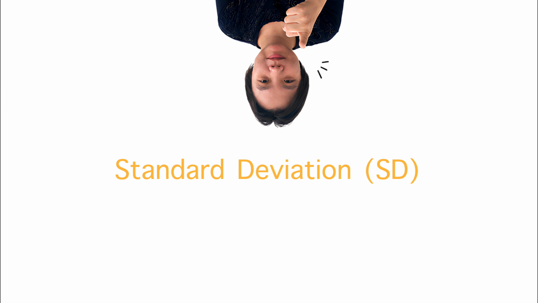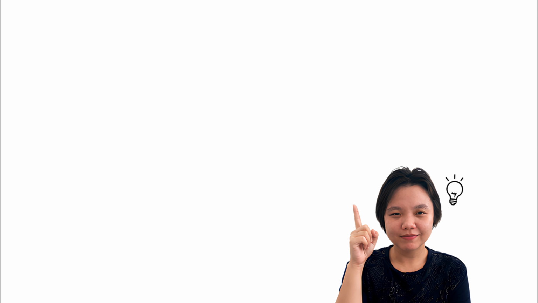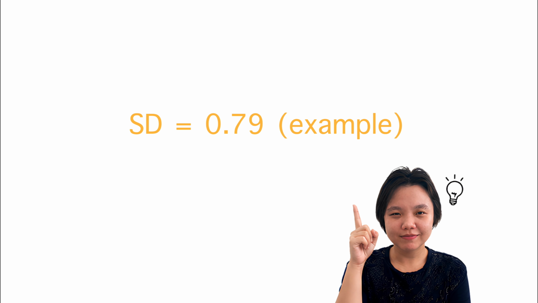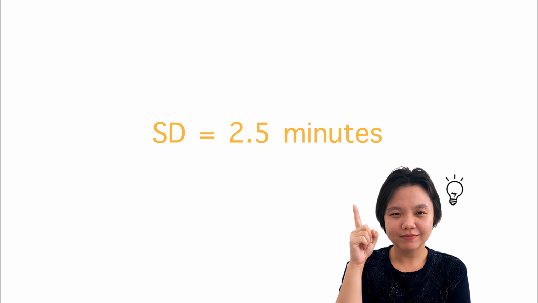We also need to see how spread out the data is, so we use standard deviation. First, subtract the mean from each value. 8 minus 8.5 equals negative 0.5. Square the result. Negative 0.5 squared equals 0.25. Repeat this for all values and sum them. Then divide by n minus 1 and take the square root. From the sample data, we get approximately 0.79 minutes. But using the full data set of 150, the standard deviation is about 2.5 minutes.